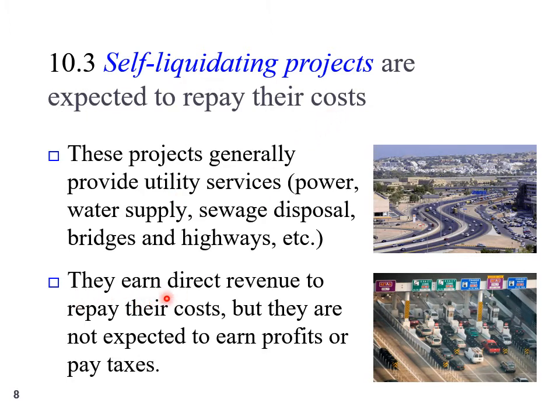So this money, collected from the users, pays the costs of the projects. So these projects earn direct revenue, but this revenue is earned to repay their construction costs or operating and maintenance costs. But since they are governmental projects, public projects, they are not expected to earn profits, or they don't pay taxes. Okay? These are just for the purposes of paying the cost of the project. And these are called self-liquidating projects.